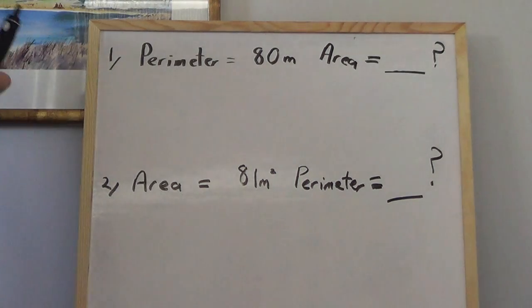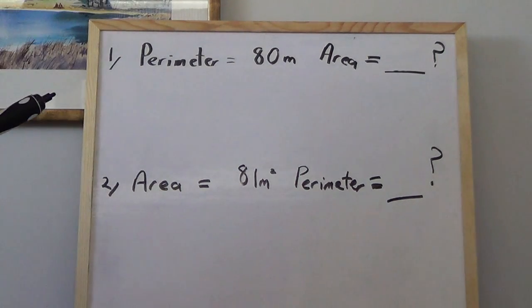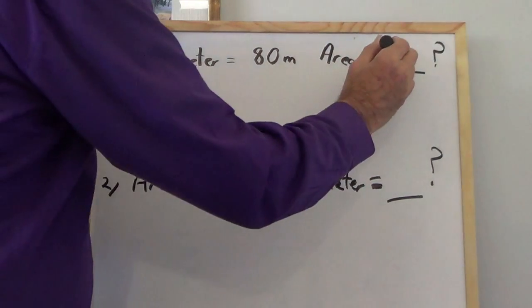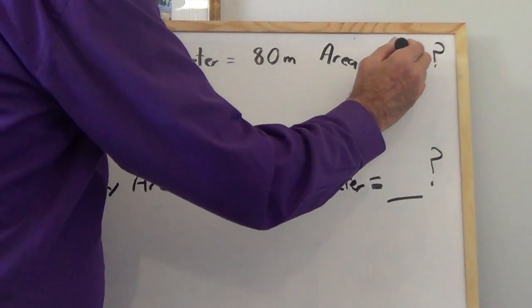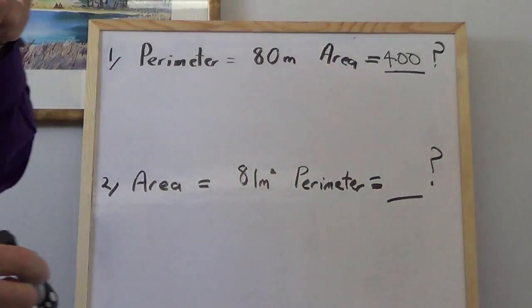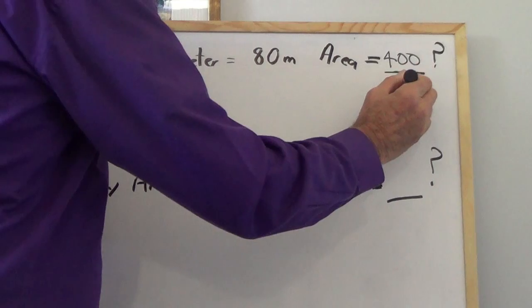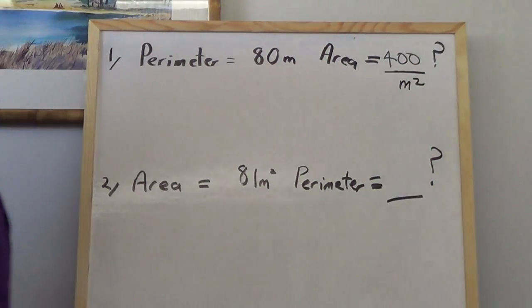What do you do with the 80? Think about it. Divide by 4. You're going to get 20. 20 times 20, 400. There's not enough space to put the units in. You always got to put the units in. It's going to be 400 metres squared.